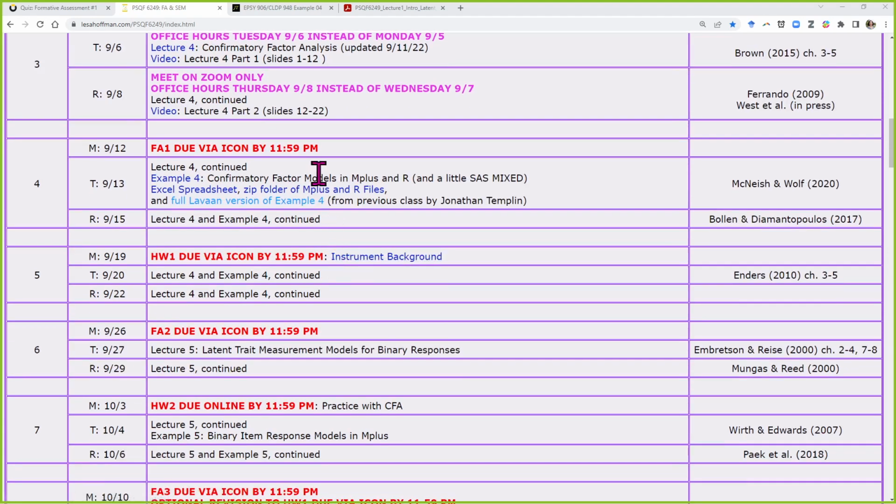And then the stuff for today, there is a handout for example 4, which is a combined PDF of code and output and all of my annotations. There is a spreadsheet that demonstrates a bunch of different calculations. And then there is a zip folder that has all of the original files using M+ and R, input and output, but not data. These are real data, and I don't have permission to share them, but you can look at the full input and output.